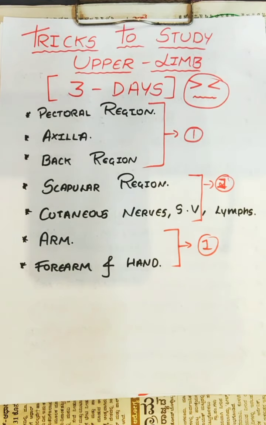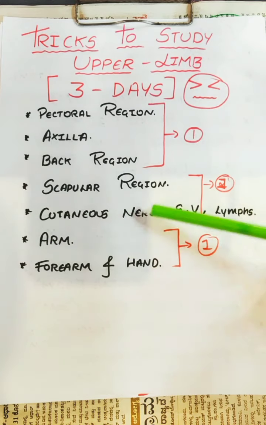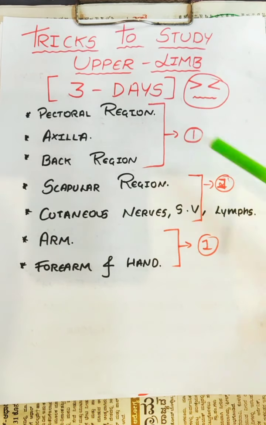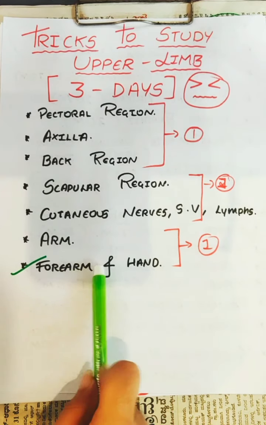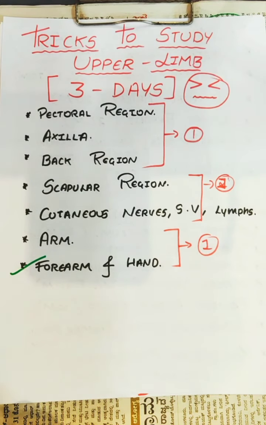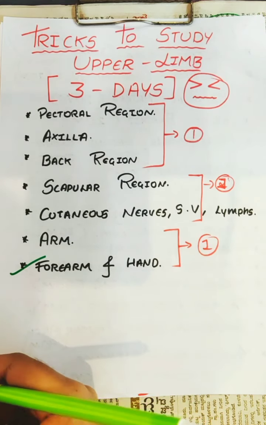Try to compile the pectoral region, axilla, back region in 1 day, scapular region, cutaneous nerve, superficial veins and lymphatics in 1 day, arm and forearm. Do this forearm because it's a quite important topic. Please don't leave this chapter. I'm telling it once again. So please don't leave this forearm because it's very very important from the exam perspective. So hope you like the video.